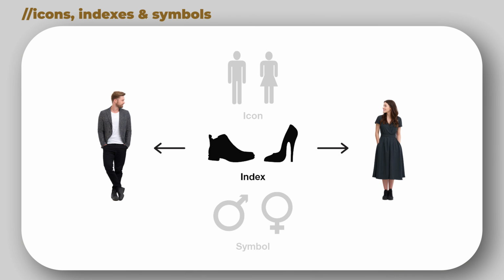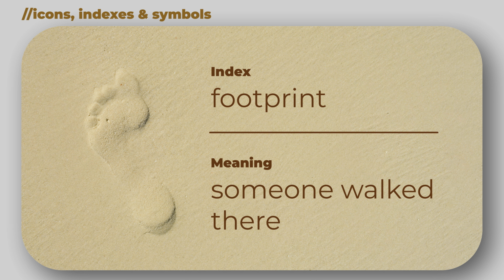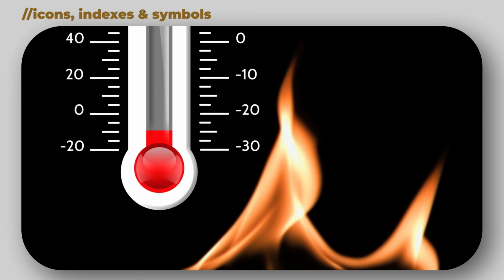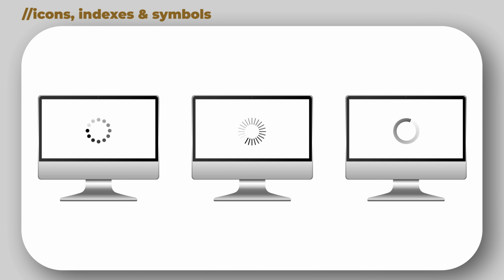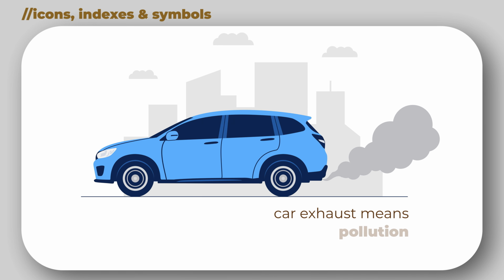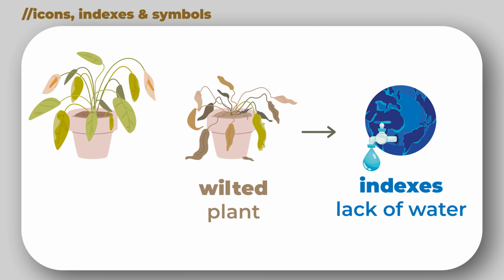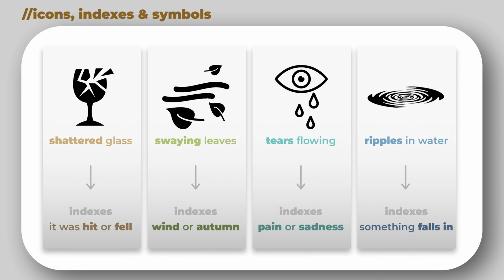Indexes point to something else. A footprint in the sand means someone walked there. Smoke means fire. A rising thermometer points to heat. Even the loading circle on your screen is an index. It does not show the internet itself, but it signals that something is happening. Car exhaust indexes pollution. A wilted plant indexes lack of water. Indexes work because there is evidence, or cause and effect, or action-reaction happening.